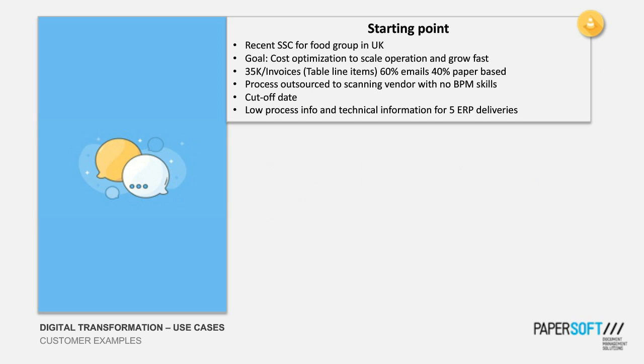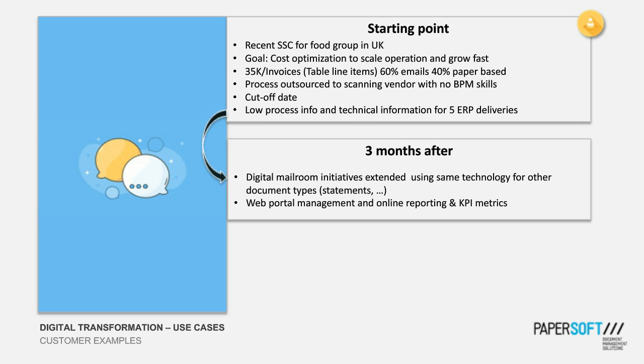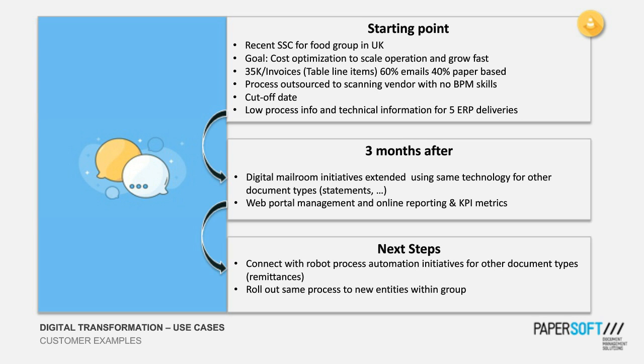Some success examples that we have from our customers. So as a first example that I have here, it's a shared service for a food group in the UK that was looking for cost optimization so that they could scale their operation to grow fast. So we're talking about 30,000 invoices on table line item matching rate, information that would come from different multiple sources. And they wanted to outsource this.